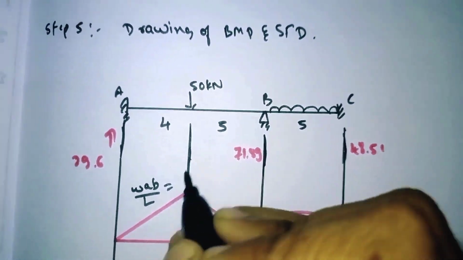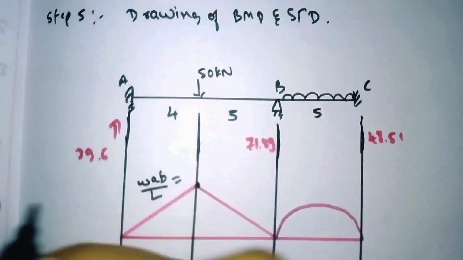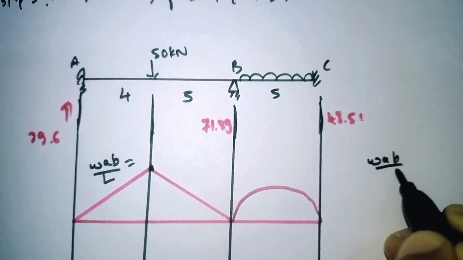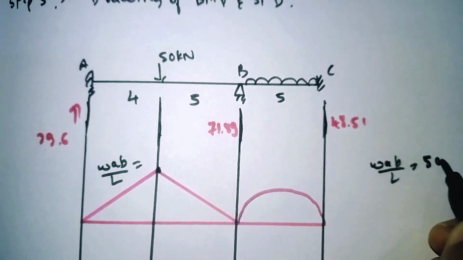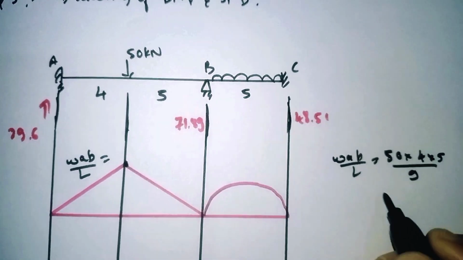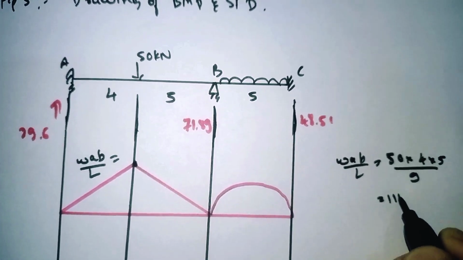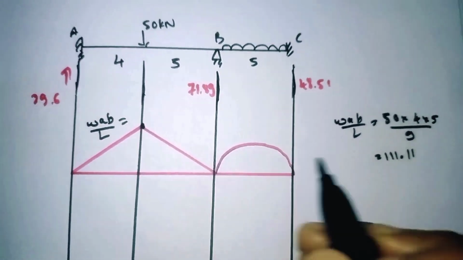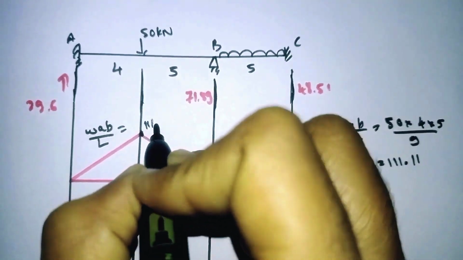So substitute all the values. Our load is 50, a point load. I will calculate WAB by L. Our load is 50 into A is 4, B is 5, divided by 9. So it will come out as 1.11. So this is our maximum height.